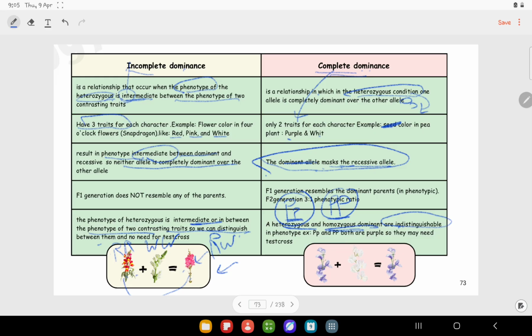But if we talk about the F1 generation, yes, at that time this one will be homozygous pure, and this one will be P small, while the F1 generation, all of it will be heterozygous P capital P small.